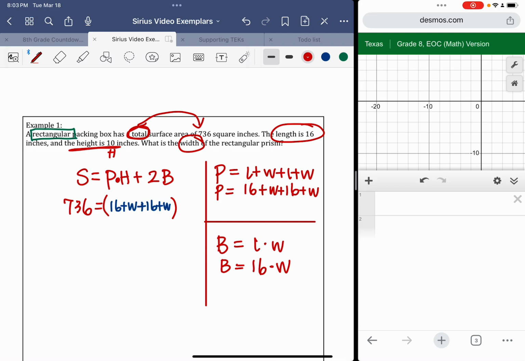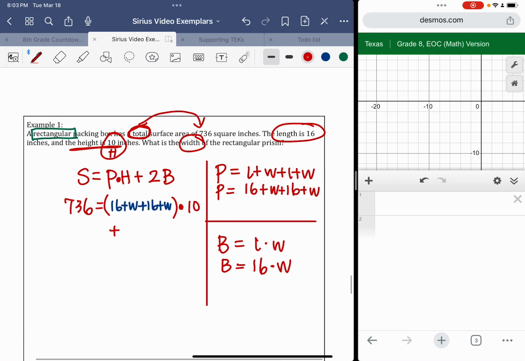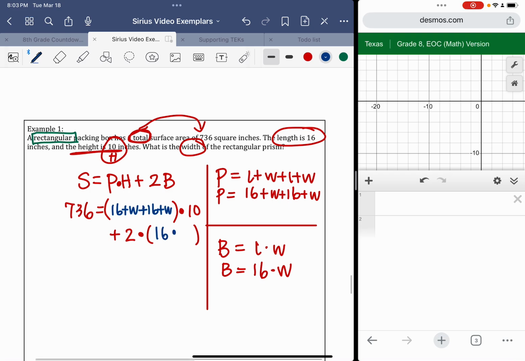And also in between right here is multiplication, remember? Multiply by what? The height. Do we have the height? Yes, the height is a 10. Remember what I just erased. And then plus what? 2b. 2b. 2 what b? Multiplication in between, right? 2 times what? The b. What is the b? The base. Area of the base. 16 times width. Okay. That's what we have.